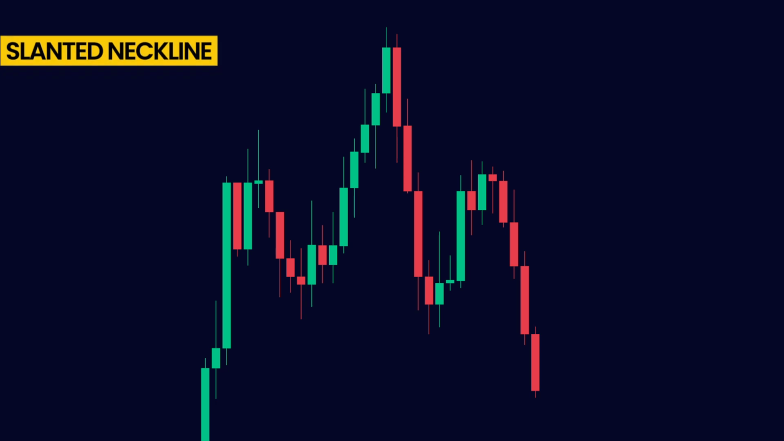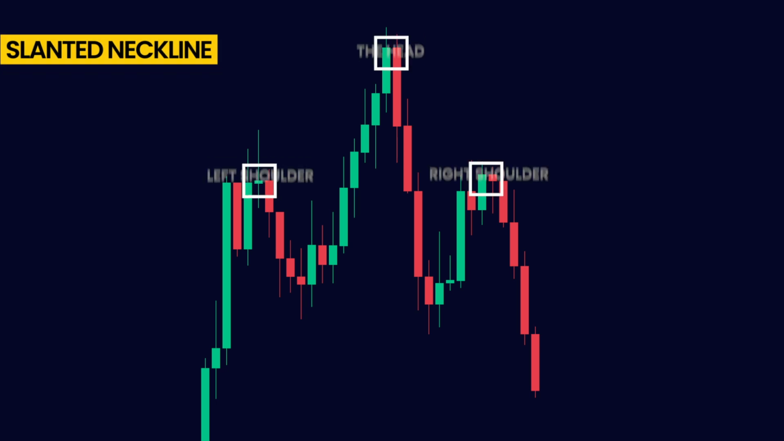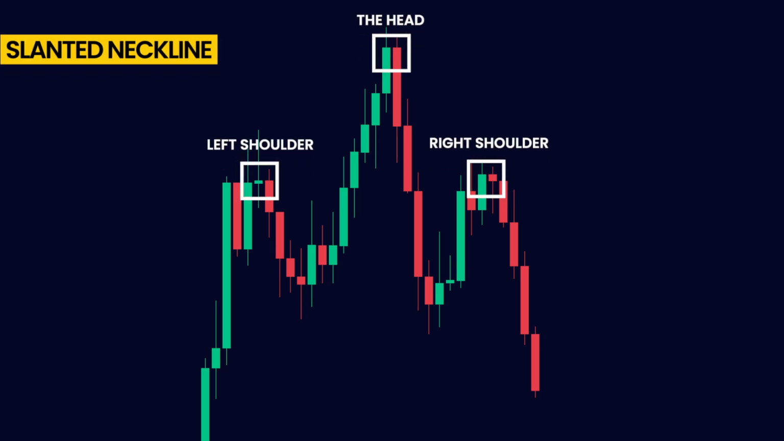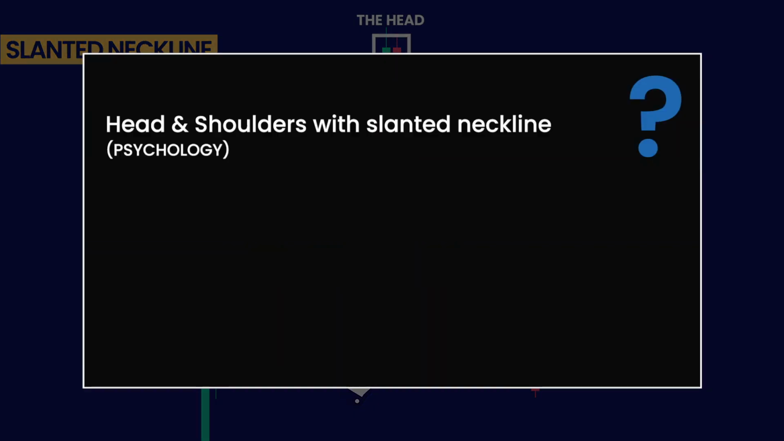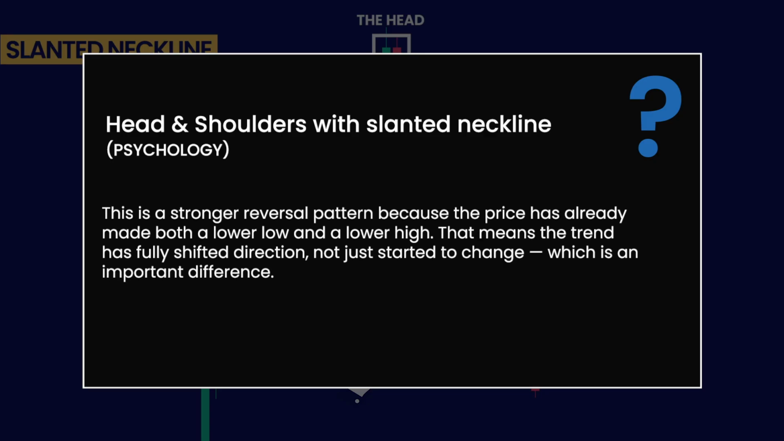Now, there's a more advanced version called the slanted neckline. It's similar to the standard version, but here, price has already formed a lower low, slanting the neckline downward. This makes it a stronger reversal signal because both a lower high and a lower low are present, confirming a full trend shift, not just the beginning of one.